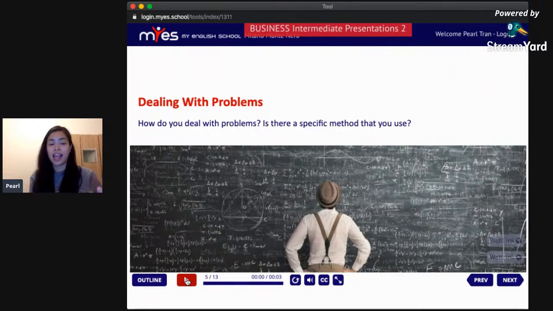Of course, I try to figure out what the problem is and try to solve it on my own, or try to look at the problem from different angles. Maybe it isn't really a problem and I am making it a problem. So I try to analyze the issue first. And once I understand what the problem is, I try to find solutions.